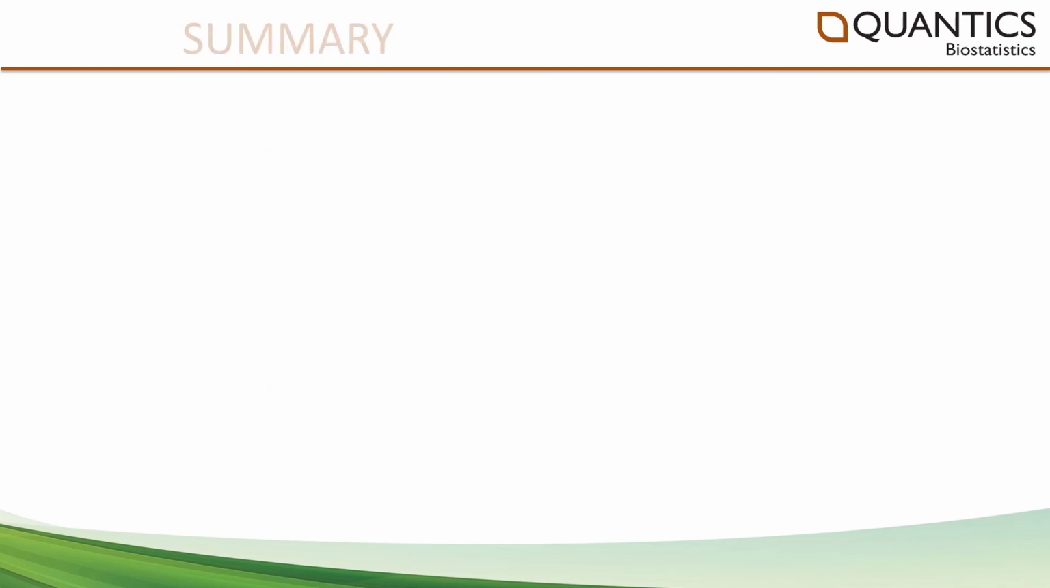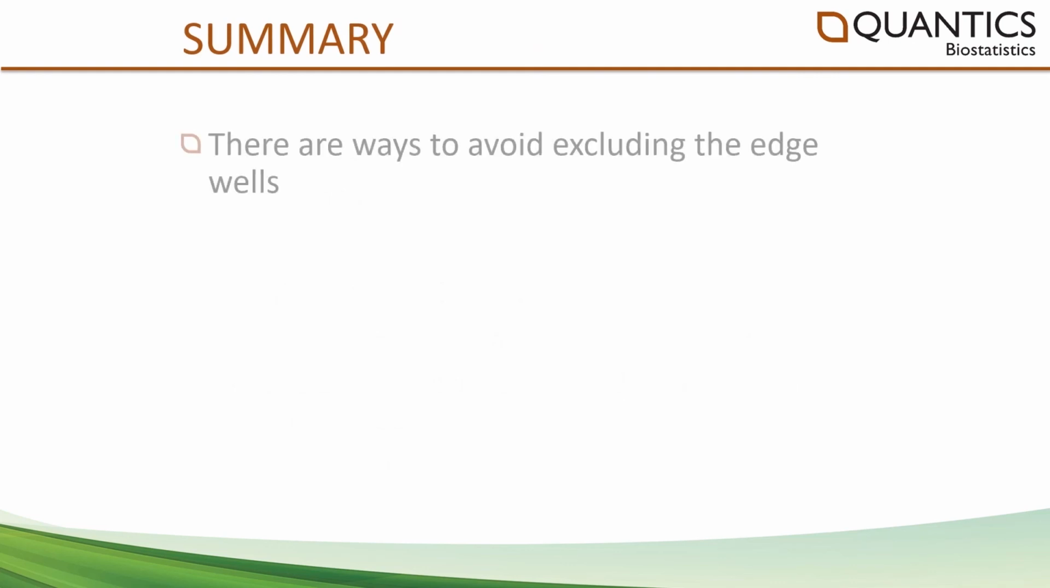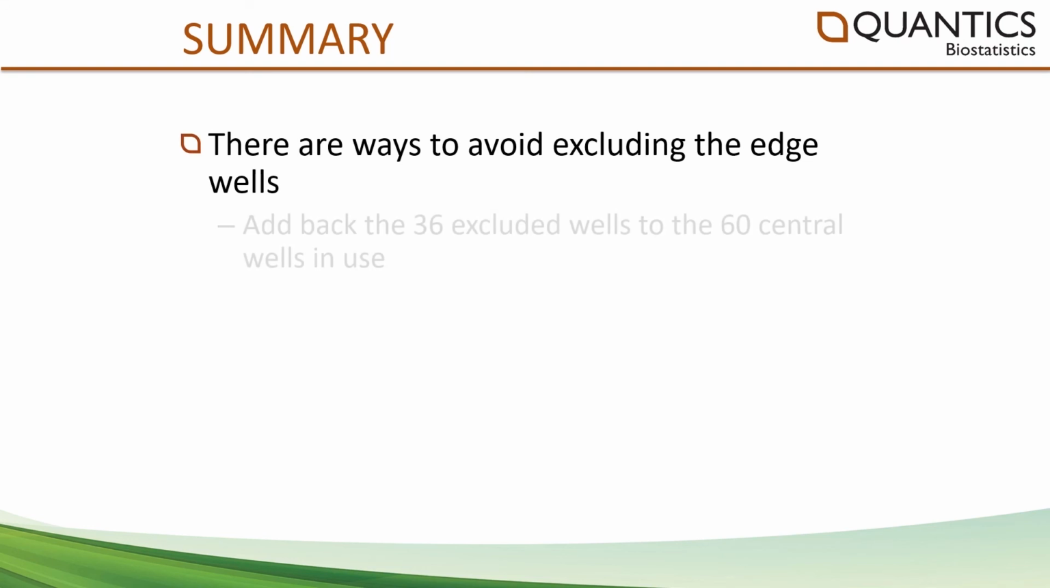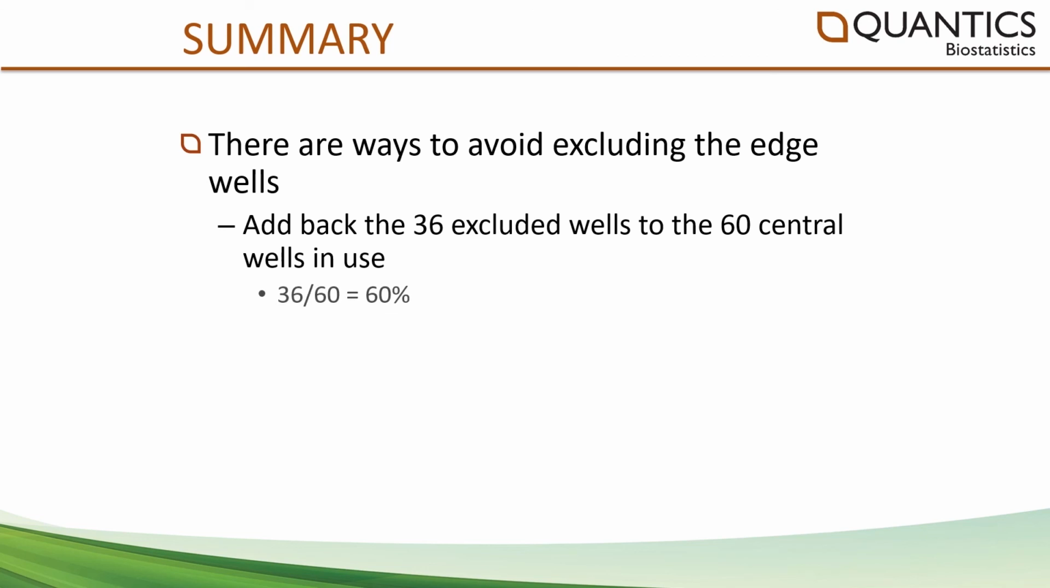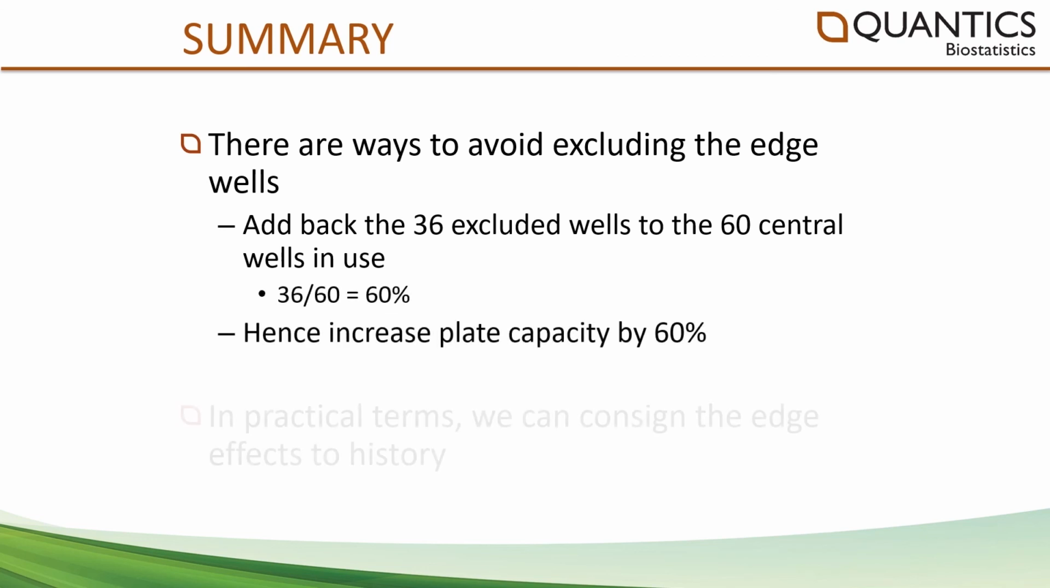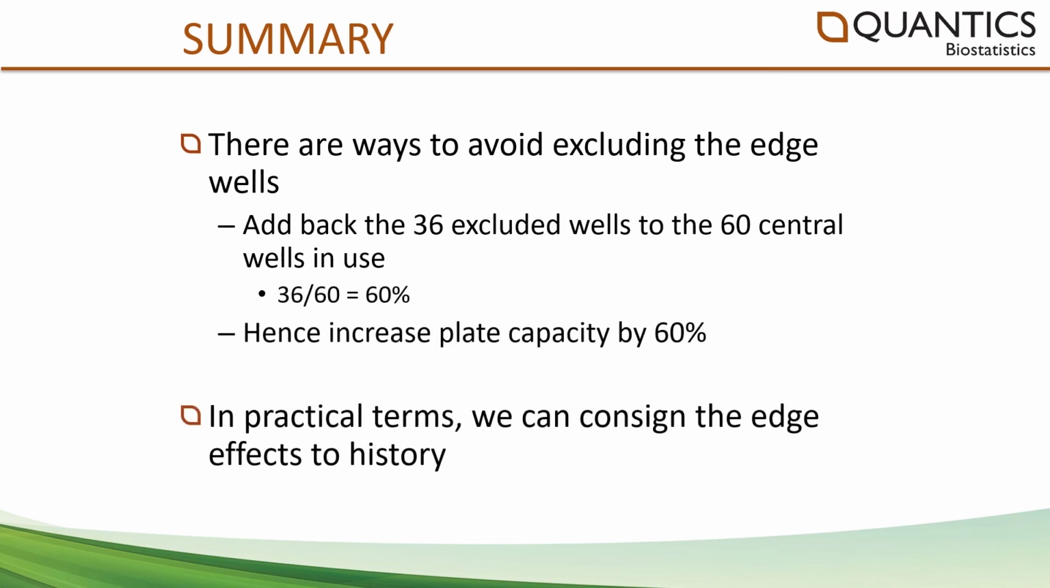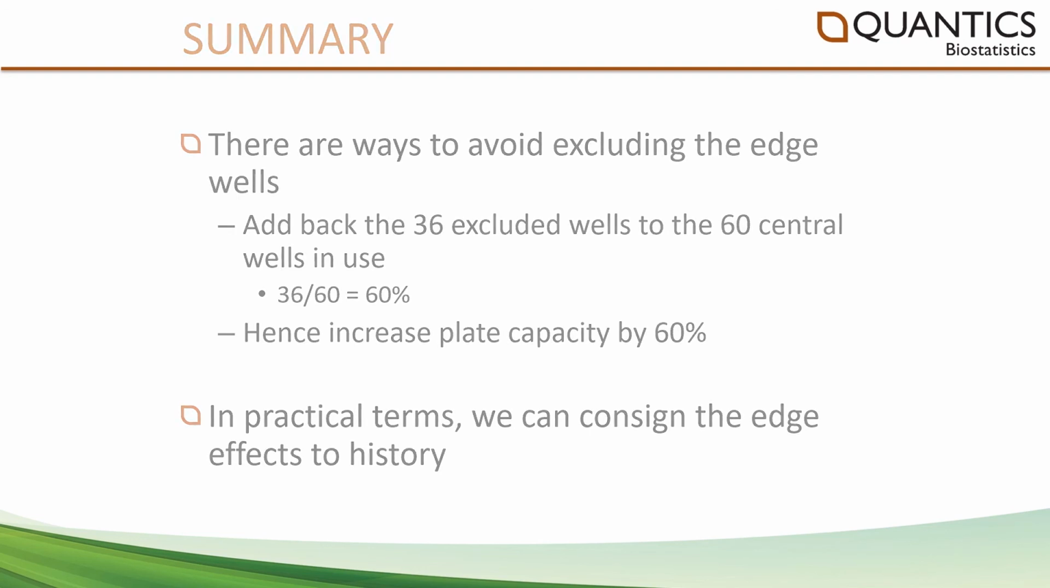So just to summarise, we've shown that there are ways to avoid having to exclude the edge wells. So we can add back those 36 excluded wells. And when you compare that with the 60 that are left if you do exclude them, you're actually increasing the plate capacity by 60%. So in practical terms, we think that's a really good thing to try and do, and we would like to suggest that you can consign the edge effect to history.